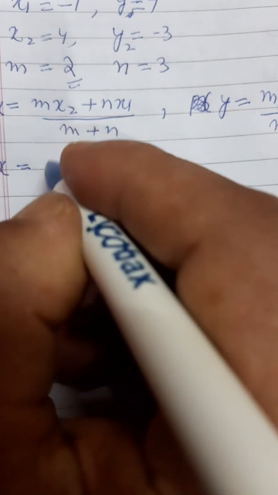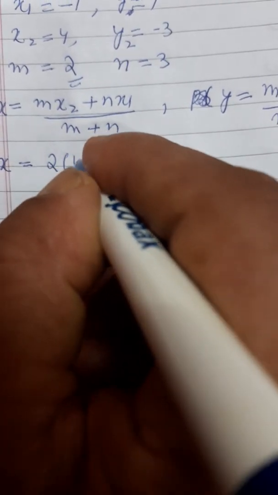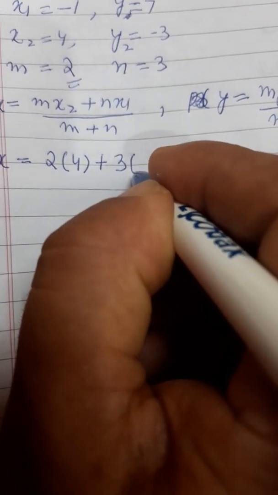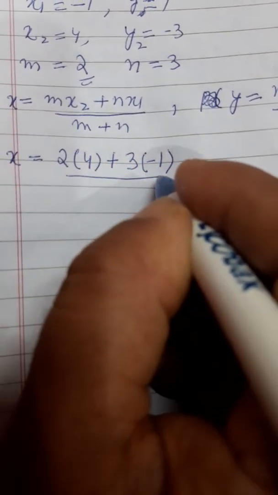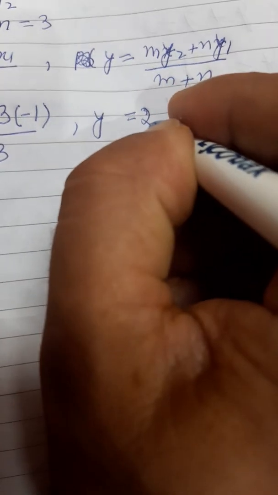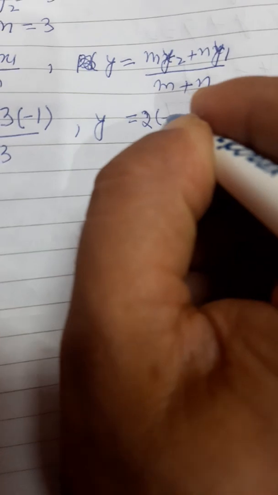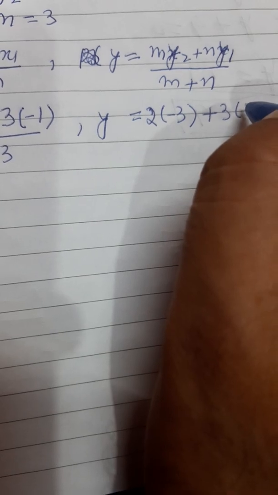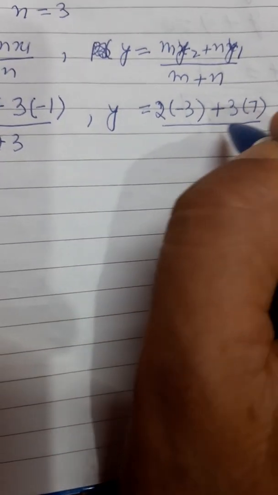So we will now assign the values. Let us take x is equal to m, which has value 2, so we will write 2, and x2 has value 4, plus n, which has value 3, while x1 has value -1, upon m plus n, that is 2 plus 3. In the same manner, we will assign the values to y. So m has value 2, y2 is equal to -3, plus n is equal to 3, and y1 has value 7, upon m plus n, that is 2 plus 3.